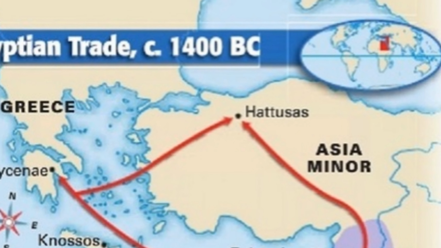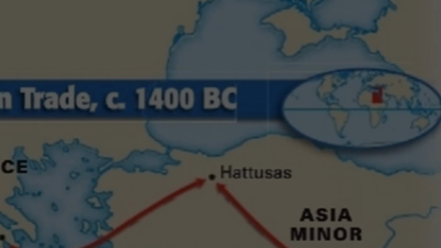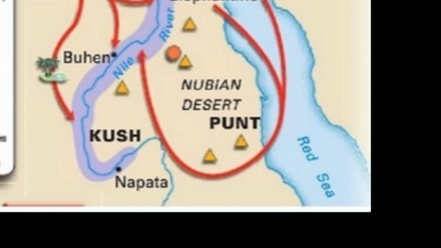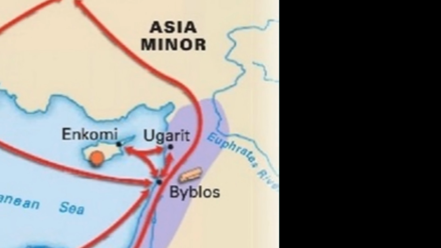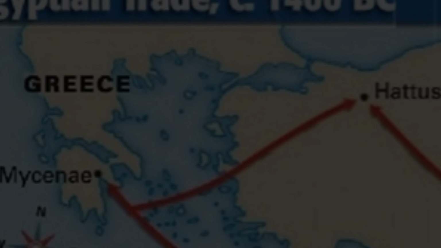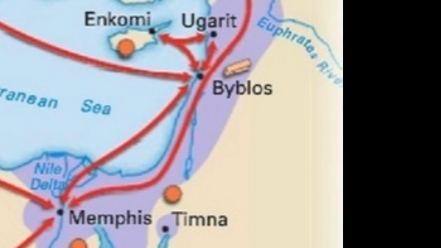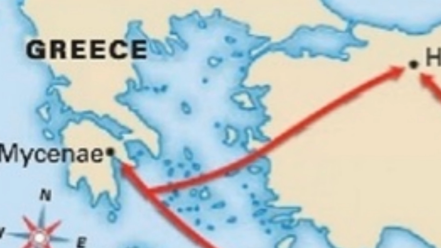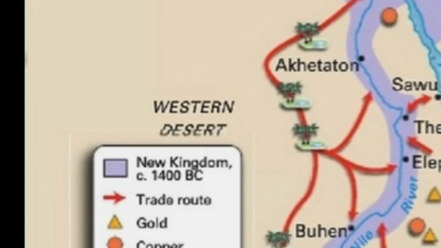In our first map, we see the Egyptian trade routes from roughly 1400 BCE. On this map, we see how the trade routes go from Kush, Punt, Egypt, Arabia, Asia Minor, and even up to Greece. Items such as timber came from Byblos on the Arabian Peninsula and made its way to Egypt, Greece, Kush, and Punt, and most likely to the African interior as well.